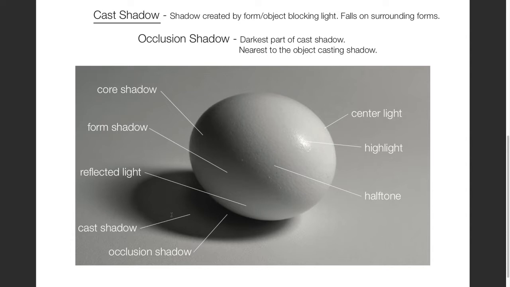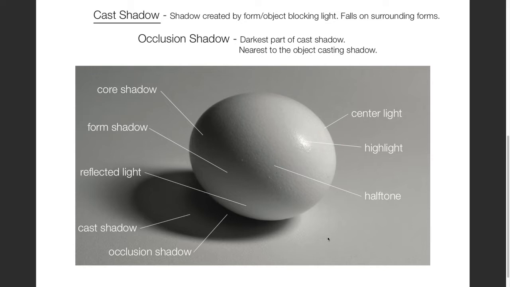Cast shadow is this shadow that appears to be being cast onto this surface by the egg, right? It still has to do with the egg, but it's being cast by the egg onto the surface that it's sitting on. It makes sense to think of it as something being cast by the object onto nearby objects or surfaces, but that's not really what's happening. What's really happening is the object is blocking light from hitting the surrounding area.